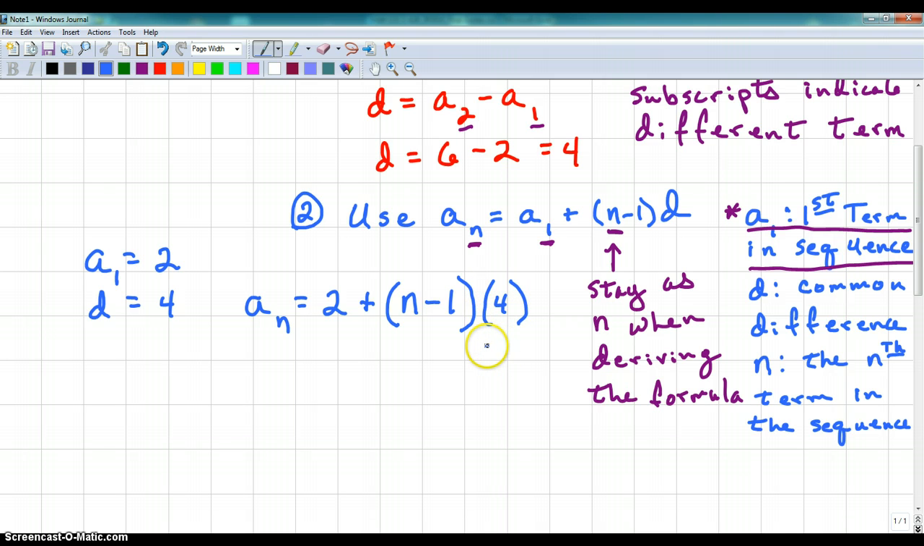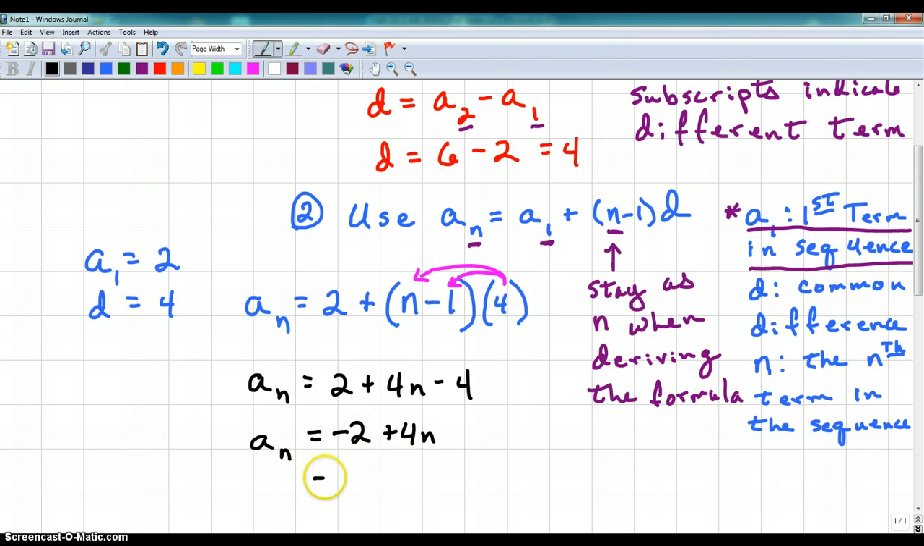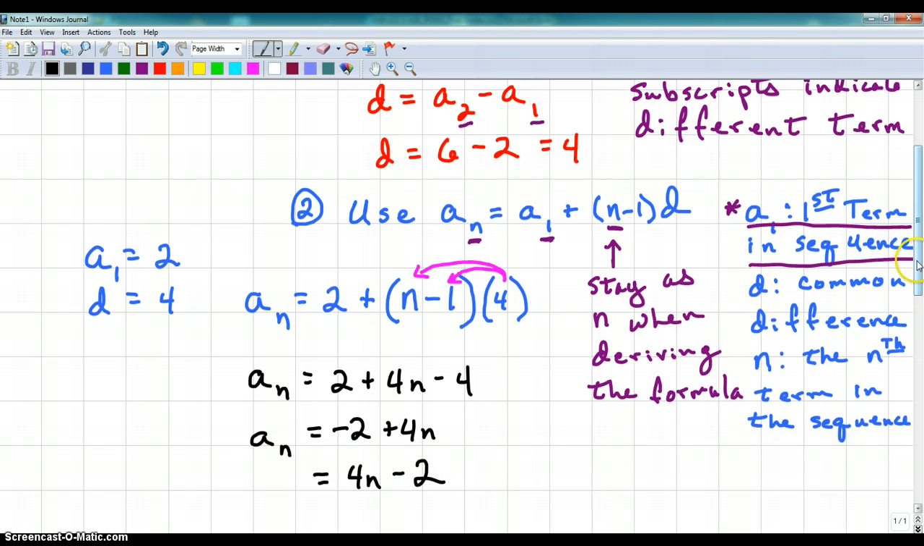Now I need to simplify this formula. I'll use the distributive property and multiply this 4 by both terms in this factor. So now I'm looking at a sub n equal to 2 plus 4n minus 4. And that means I can further simplify and end up with negative 2 plus 4n, or I could use 4n minus 2. Either one of those is acceptable.